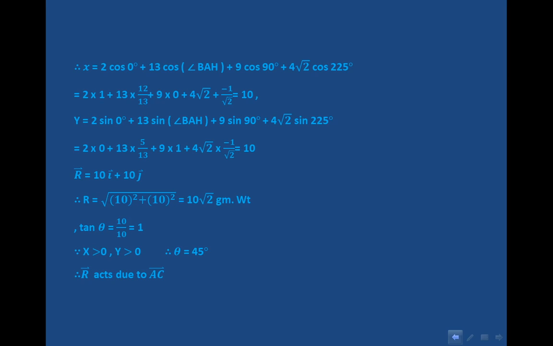Then tan theta equals Y over X. 10 divided by 10 equals 1. Here, X is a positive value, Y is a positive value, therefore angle theta is an acute angle in the first quadrant. Angle theta equals the shift tan 1 equals 45 degrees. Or due to AC, the direction of the resultant is the same direction of the diagonal AC.